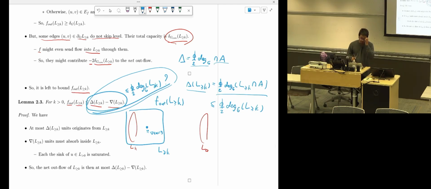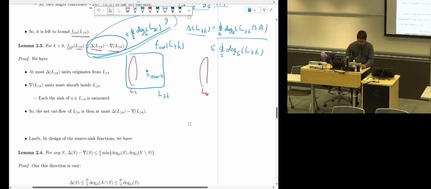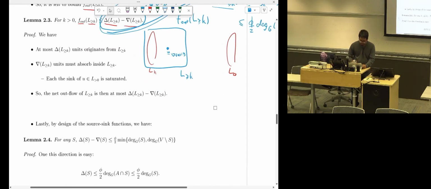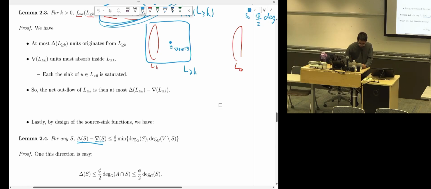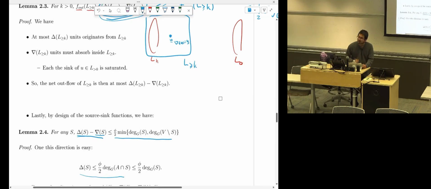It's also quite clear on the other side too; it just needs more calculation. Actually, it's going to be the case that for every S, the source of S minus the sink of S is at most this one. One direction is easy, like we just did. Even the source of S is at most this much, which is at most the degree of S times phi. So this part is done.